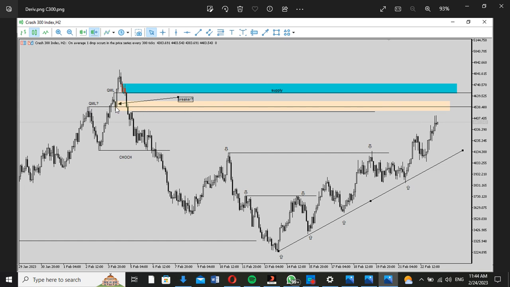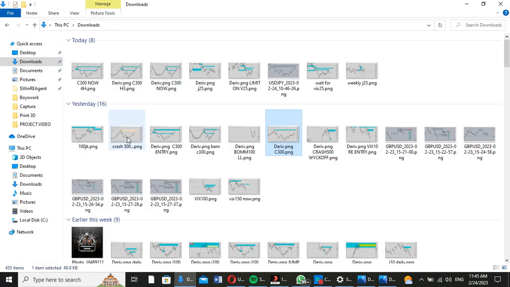So I'm willing to trade off the QML level. Possibly I can reach 2%, one on the supply, one here. But then I discovered that based on the higher time frame, this whole thing is the order block, and I should not refine too much to enter this area of supply. So that was the analysis before.